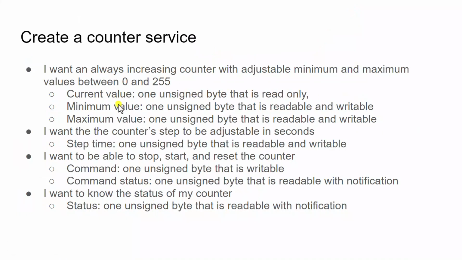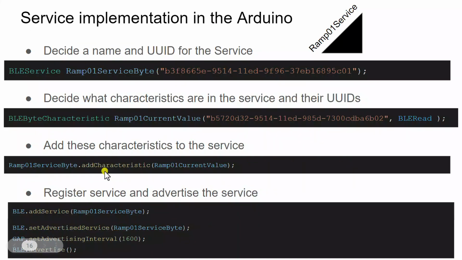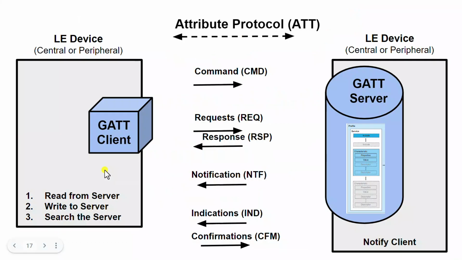So they can't necessarily read the values if I've done authorization or authentication, but they can definitely read that it's got a current value, minimum value, maximum value, step time. So it can read all those facts, but not necessarily the values themselves.